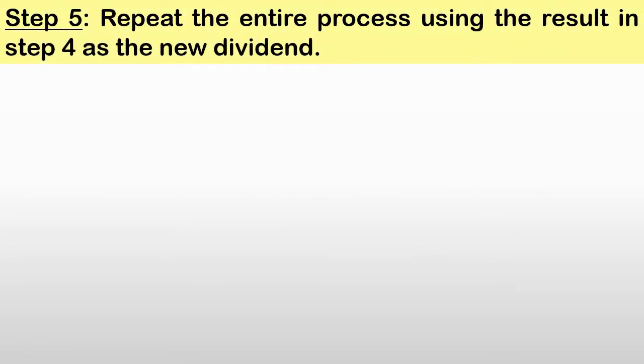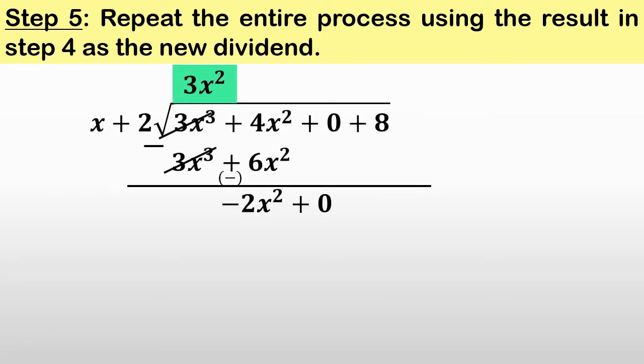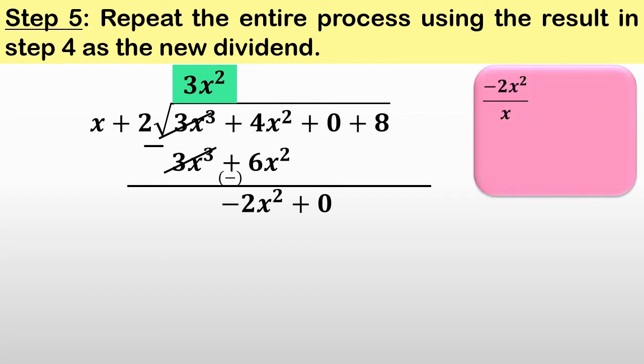Next, let's proceed. Step 5, repeat the entire process using the result in step 4 as the new dividend. Okay, let's repeat. The first term of the dividend is negative 2x squared, and the first term of the divisor is x. Let's divide it. Negative 2x squared divided by x. Copy negative 2. So, x raised to the second power minus 1 is equal to negative 2x.